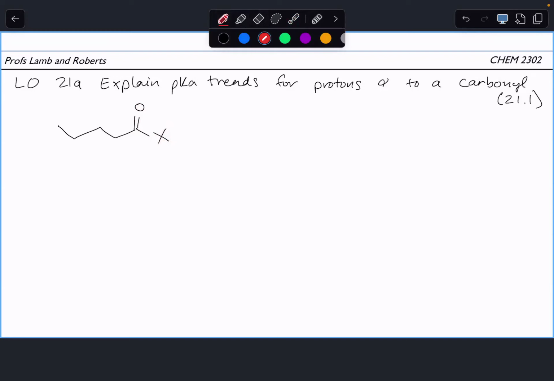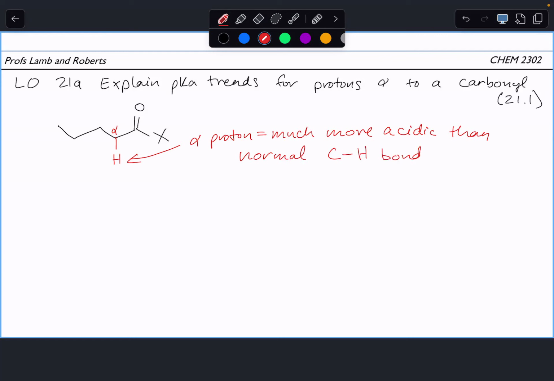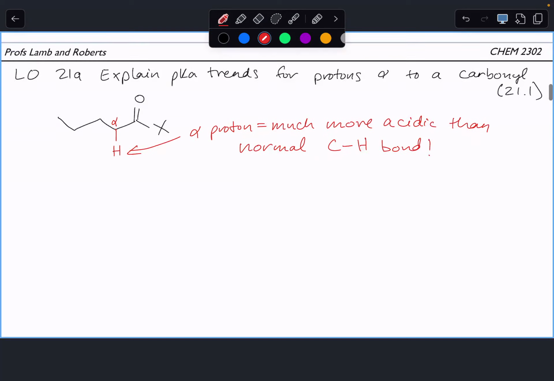could do this. So the position next to the carbonyl, not the carbonyl carbon itself, but the carbon next to it is called the alpha carbon. And the proton on that position is called the alpha proton. Okay, so this is our alpha proton. It is much more acidic than a normal CH bond. So we normally don't think about carbon-hydrogen bonds as being acidic, like you can pull off that proton.